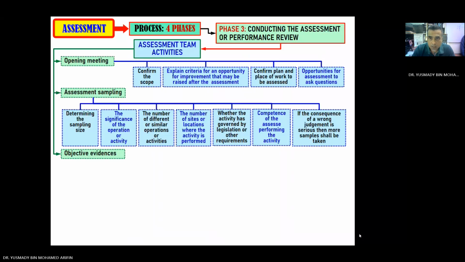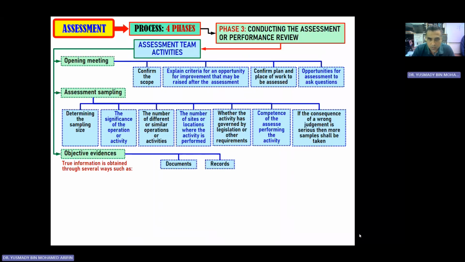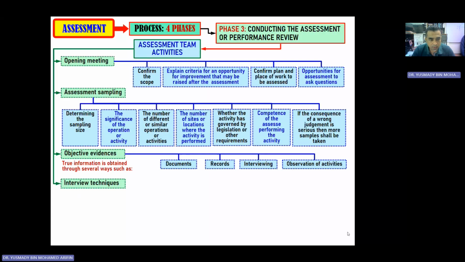Next, we have the objective evidence. True information is obtained through several ways, such as from the document, record, interviewing, and also the observation of the activities. Okay, next, what I call the activities, such as the interview technique.